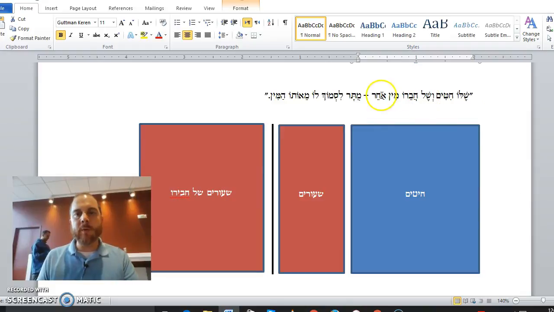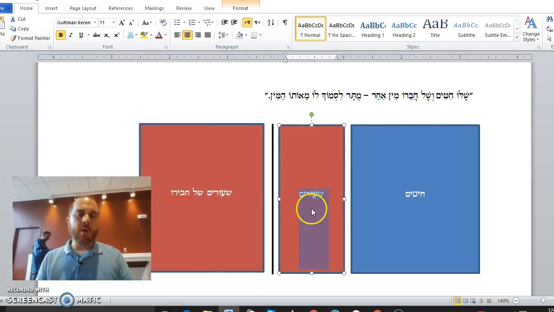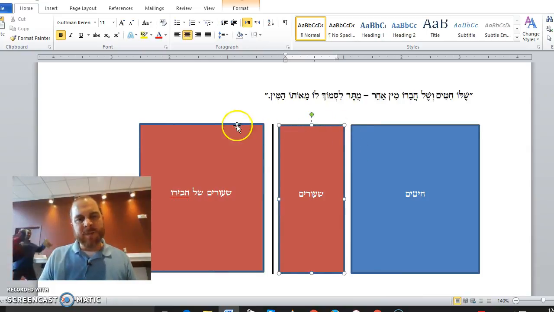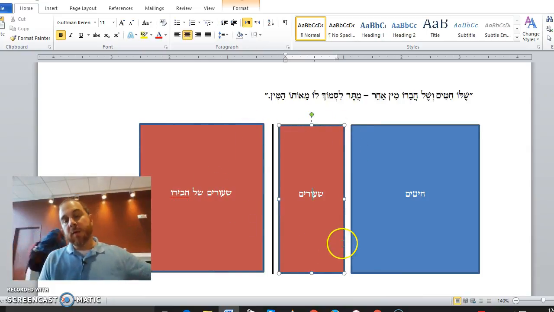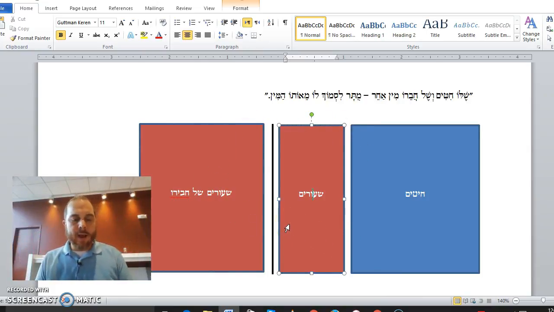Okay, shaloch chitim b'shel me'ro chaviro min acher. My friend has seorim over the border. Here's the border. Okay, I have chitim, and my friend has seorim. So I'm allowed, mutar li smoch lo me'otzo hamin. Since he has seorim, I can also plant seorim in that case, and then chitim next to it. Why? Because it seems like it's an extension of his field. People don't necessarily see the border, and it's an extension of his field, so therefore it's not a problem.